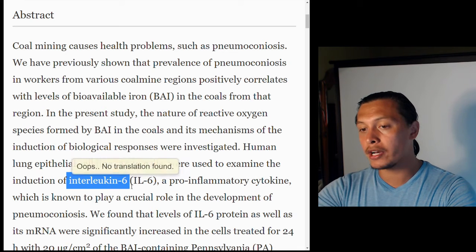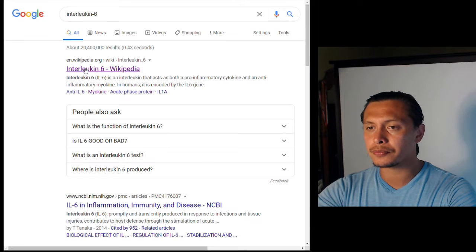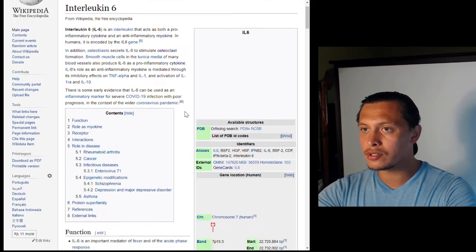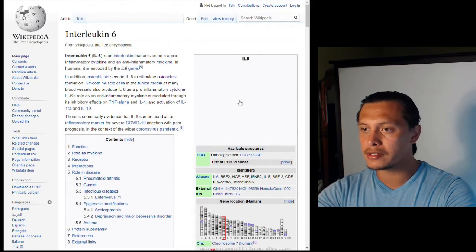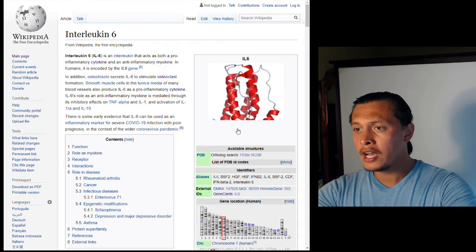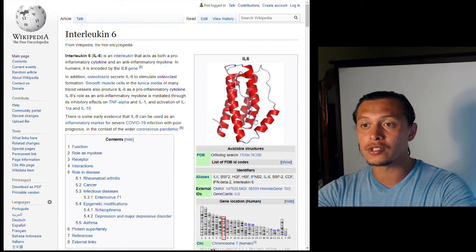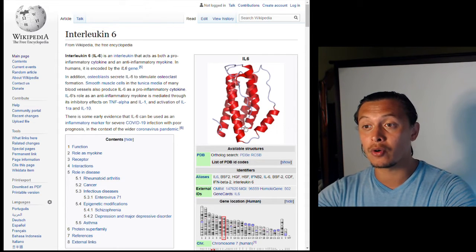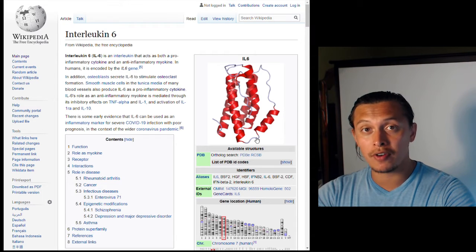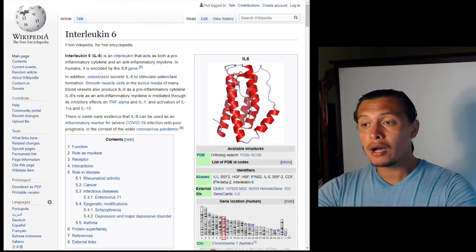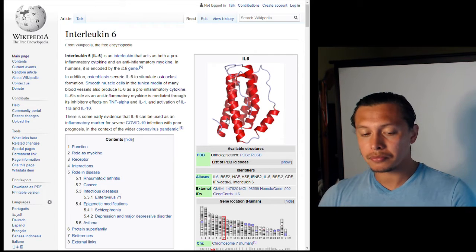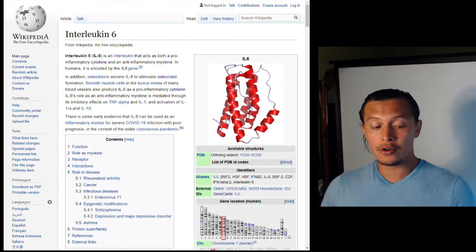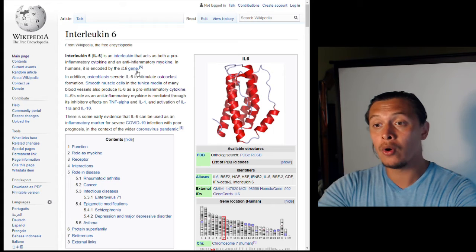So let us look up what interleukin 6 is. I wonder if there is an image that you can see. So yeah, if this loads, the internet isn't necessarily the best at this time. So this is an image of interleukin 6. It can act as both a pro-inflammatory cytokine and an anti-inflammatory myokine. If it comes from the muscles, it can be anti-inflammatory, but in most situations we call it pro-inflammatory because, at least in the epithelial cells and in the normal tissues of the body, it tends to be pro-inflammatory.